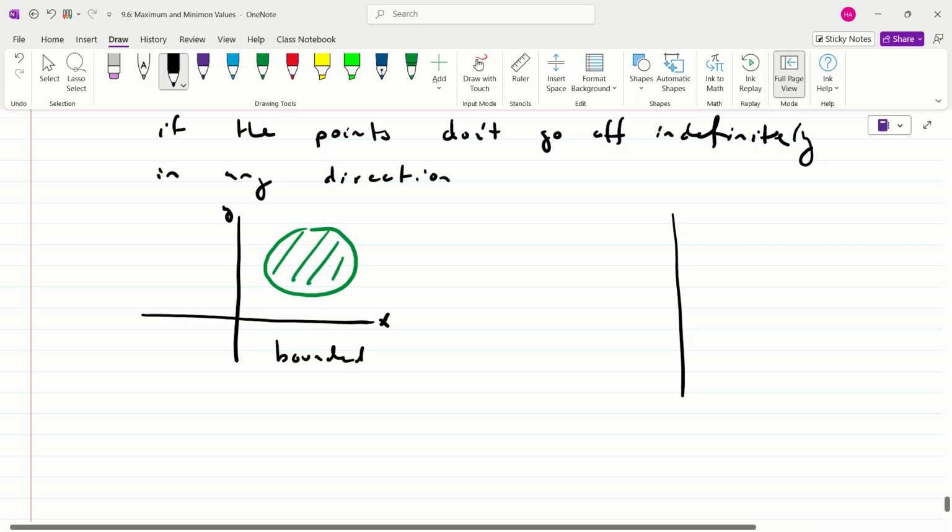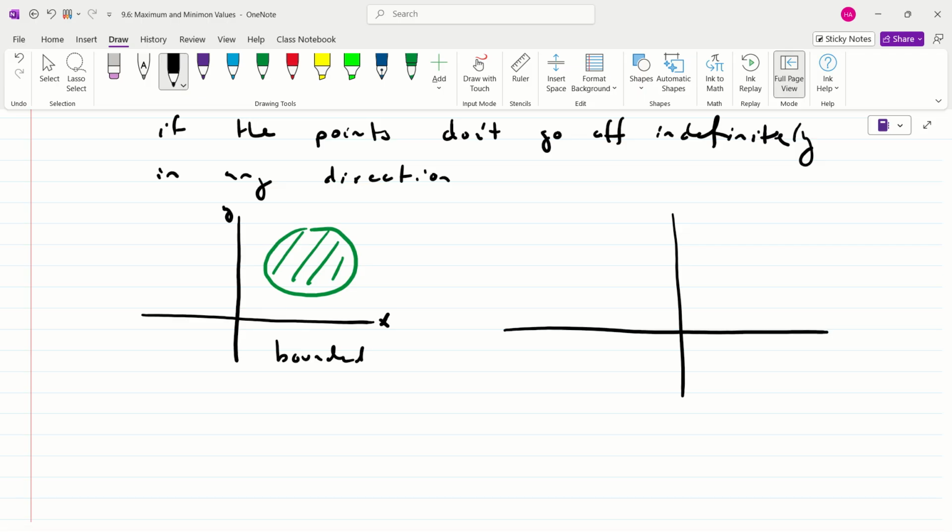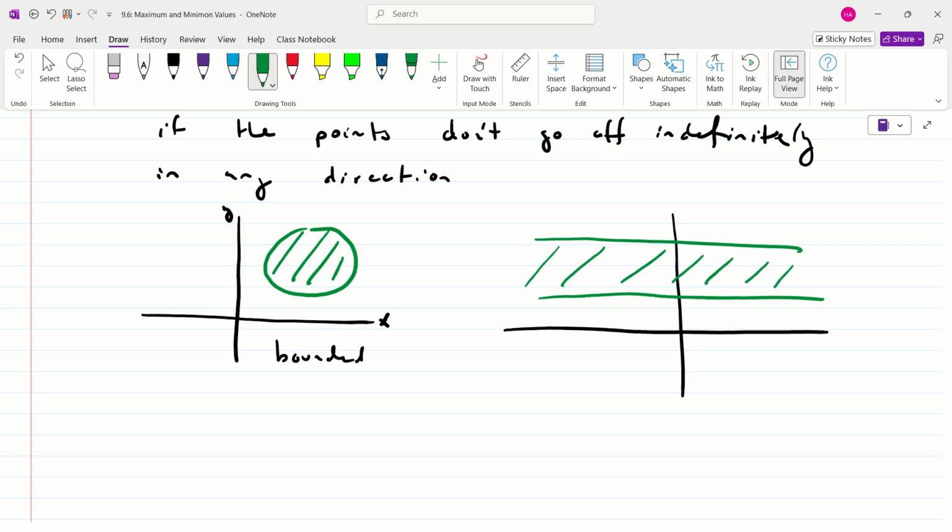For comparison, let's consider an unbounded set. Let's say that the x's and y's you're considering are all the x's and y's with a y value between, let's say, 1 and 3. So you're considering all of these points here, including all the points that go off indefinitely in that direction and indefinitely in that direction. No matter how far I zoom out, I will not be able to see all of the points all at once. So this is a set that's not bounded.